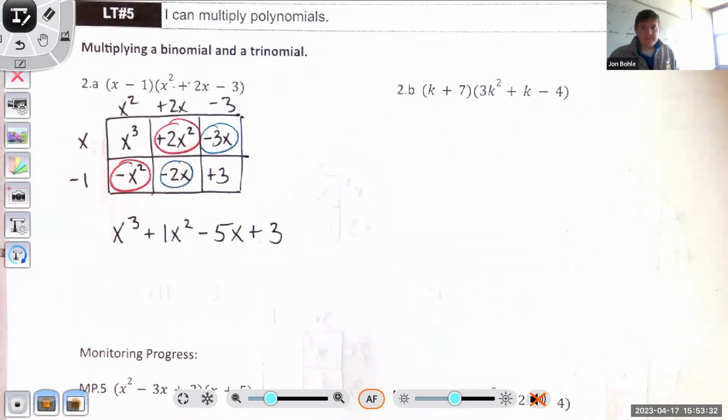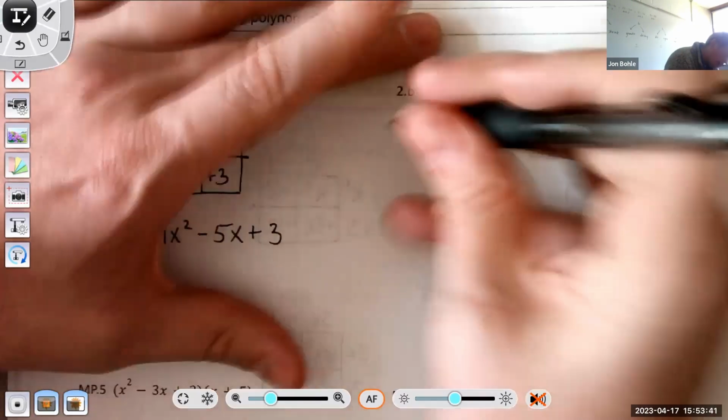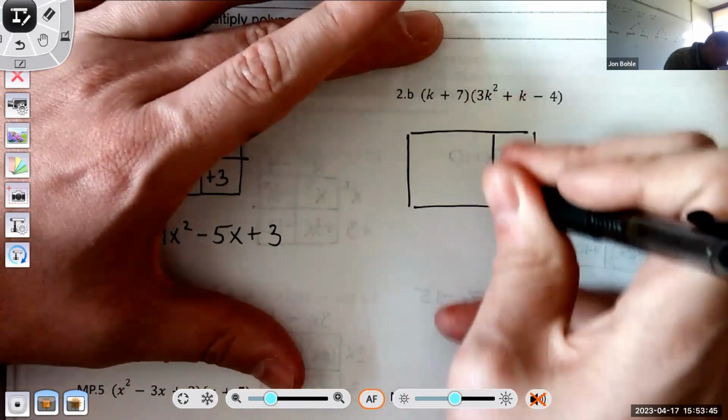Okay, 2B, same setup. I have a 3 by 2, a two-term by a three-term, a binomial times a trinomial. Go ahead and multiply those parts together, utilizing the box method.